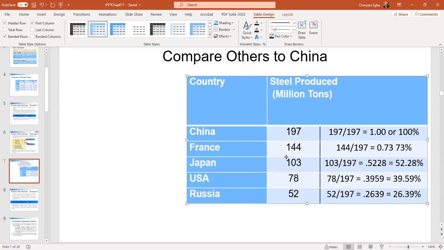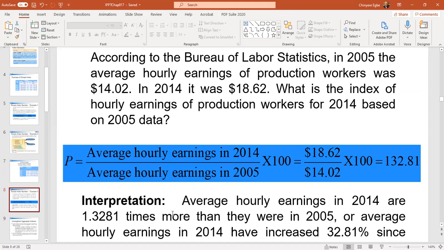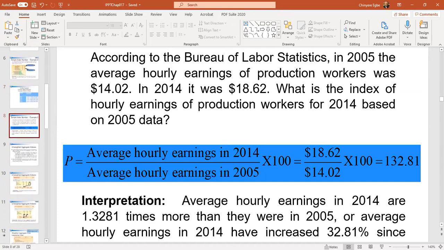Now you can use any country as the base. You can use any reference as your base. It does not have to be the biggest one. You could use USA as the base. And these numbers on the right-hand side will be different. All right, so that is an example of a simple index. And it could be about quantities, it could be about prices, it could be about values.